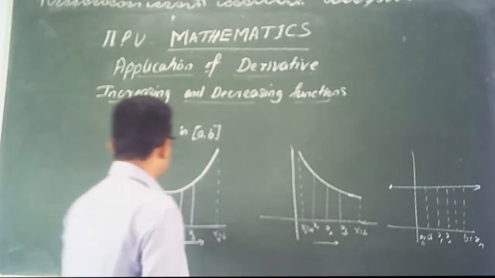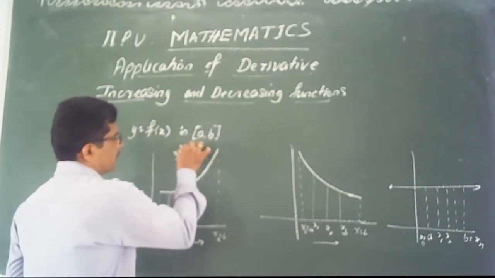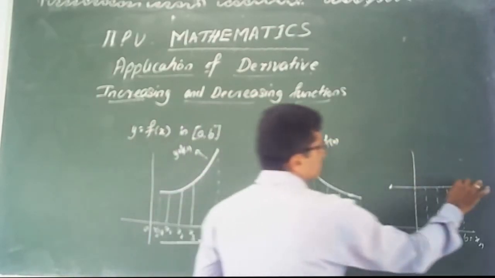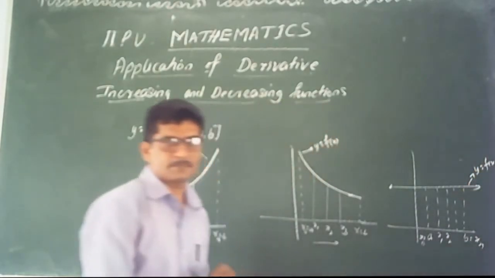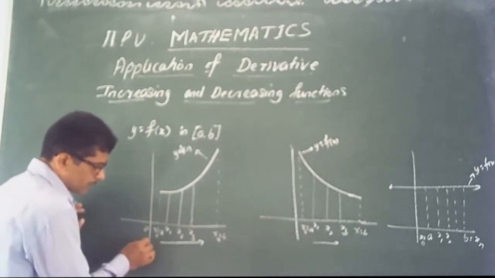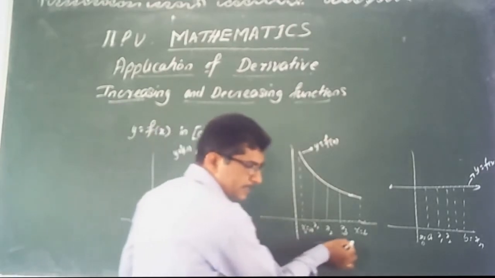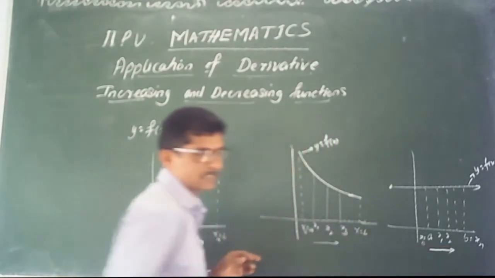These are the curves y is equal to f of x. This one is the curve y is equal to f of x. This one is also a curve y is equal to f of x. This one is a straight line y is equal to f of x. In general, these types of curves. Here you know that the x values increase from left to right. Here also the x values increase.